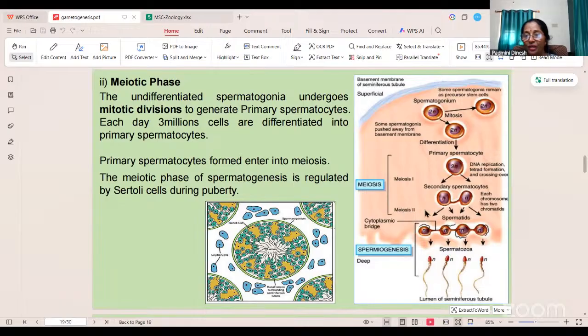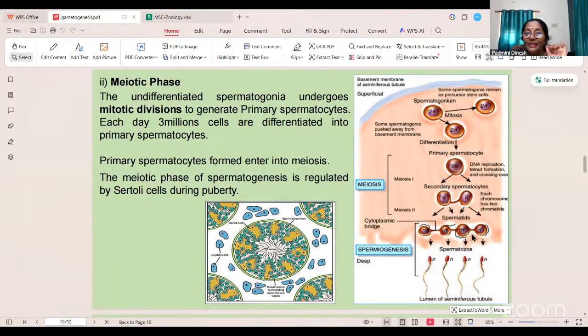Once meiosis occurs, one cell becomes two and this cell becomes two. So from one single primary spermatocyte, you have four cells. That is it. In the testis, for the sperms to develop, from one cell you have four sperms. Now, these are called the spermatids.